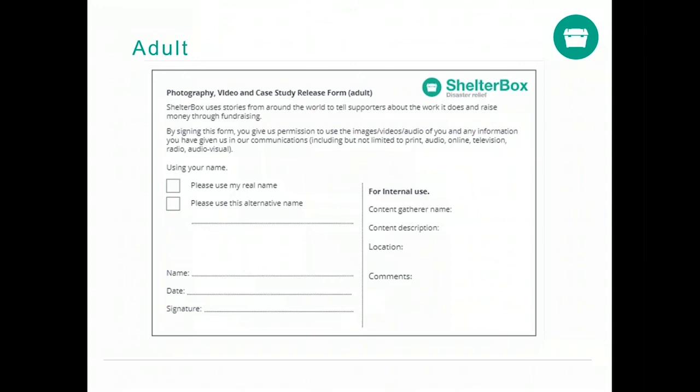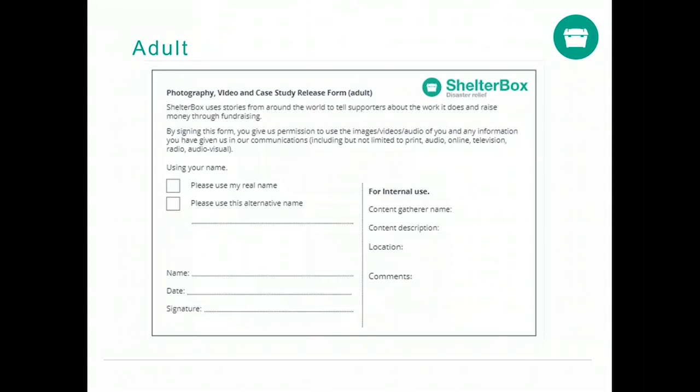And also, of course, that there'll be no negative consequences for them or anyone else if they decide they don't want to take part and they don't want to give consent. They also need to be made aware that they're able to get in touch with us and change their mind about giving consent. But we'll talk about that a bit more later on.